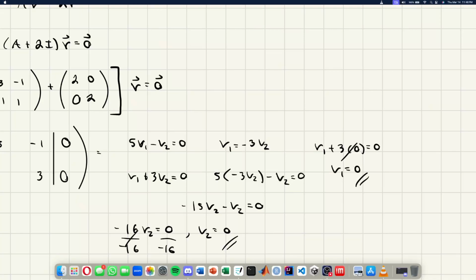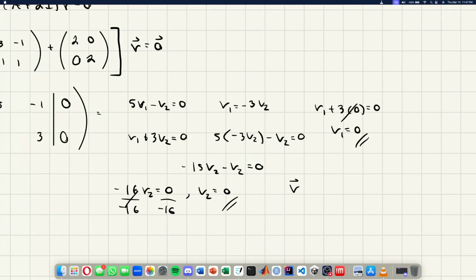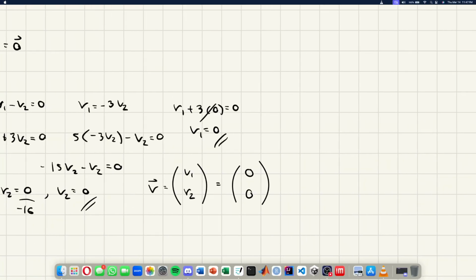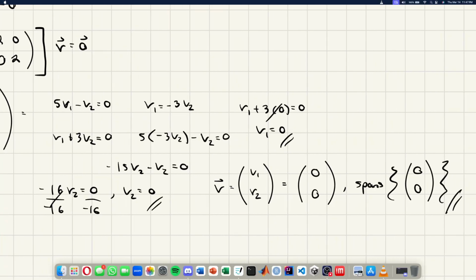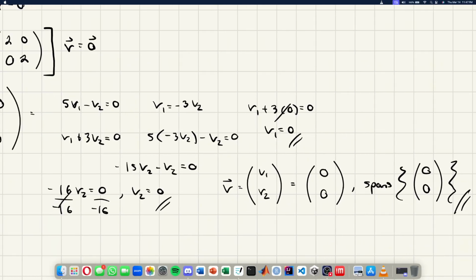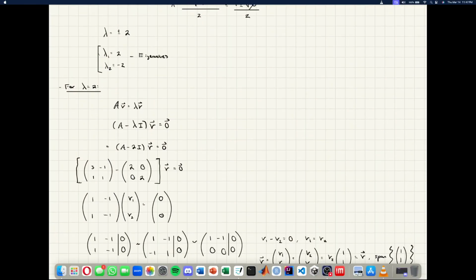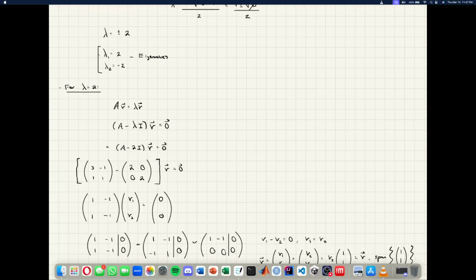So this gives us a very simple solution for our eigenvectors. We have v1 and v2, so our eigenvector v is 0, 0. We have a closed solution, so we could say that this eigenvector is 0, 0, and you could specify it spans the set of the vector 0, 0 as our eigenspace. So for -2, it's quite boring. We just end up with a vector of 0, it looks like. I think my arithmetic is correct. And we found that our eigenvector for this is 1, 1, so it spans the set of the vector 1, 1.